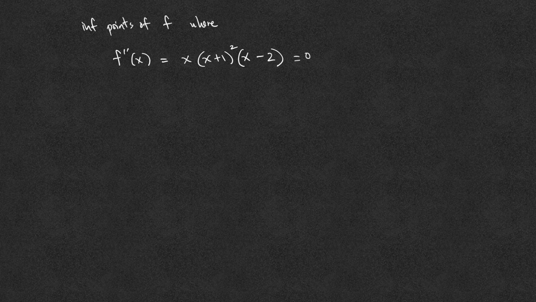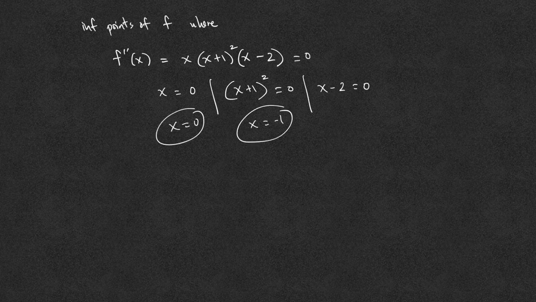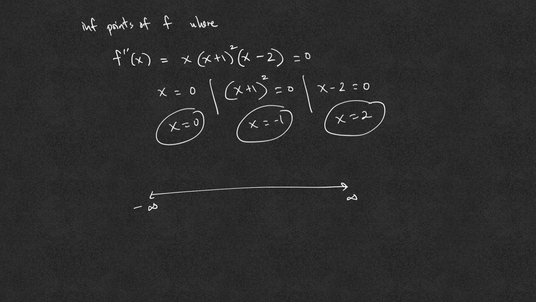This is a zero product, so we set the first factor equal to 0, the second factor, which has a multiplicity of 2, equals 0, and then x minus 2 equals 0. And so we get x equals 0, x equals negative 1, and x equals 2. These are not the critical points, but they are the cut points. They cut the number line, negative infinity to infinity, into 4 intervals: negative 1, 0, and then 2.